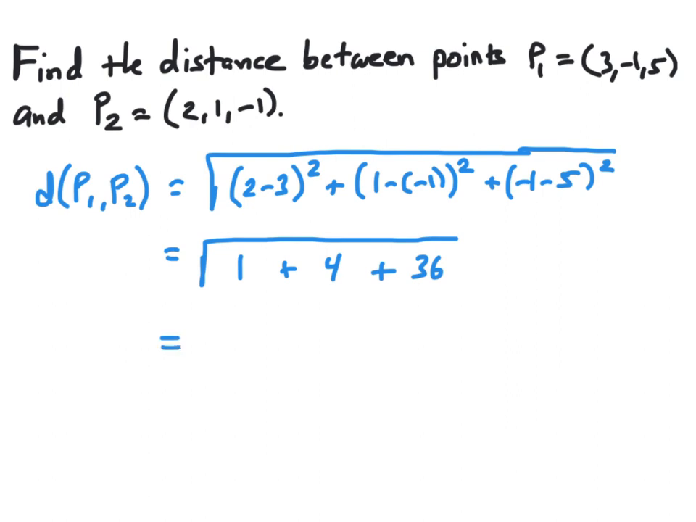So we have the square root of 1 plus 4 plus 36, which is the square root of 41. So the distance between the points P1 and P2 is exactly the square root of 41.